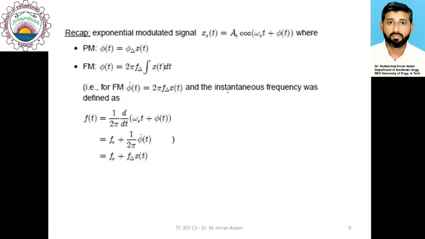Let me start with a review of the basic waveform expressions for the exponential modulation scheme. The exponential modulation scheme is represented like this: A_c cos(omega_c t + phi(t)), where phi(t) contains the information depending on the modulation scheme. For PM, phi(t) is directly proportional to x(t). For FM, phi(t) is related to the integral of x(t), the message signal. So both of them contain message information but in different forms.